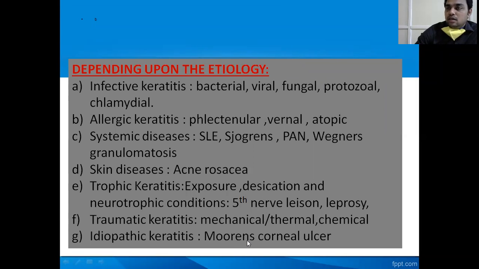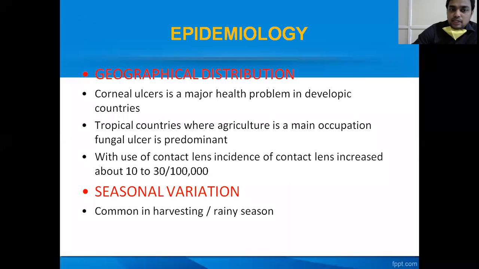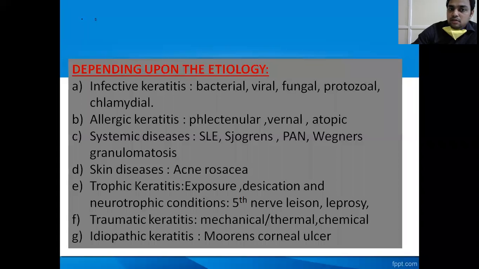It may be mechanical, thermal or chemical injuries. If we don't know the correct reason for the keratitis, we call it idiopathic. An example is Mooren's corneal ulcer. So based on morphological and etiological features, it is classified. These are the examples of the etiological classification: maybe infective or allergic, systemic diseases, skin-related diseases, trophic, trauma, or idiopathic. These are the classifications of the corneal ulcers.